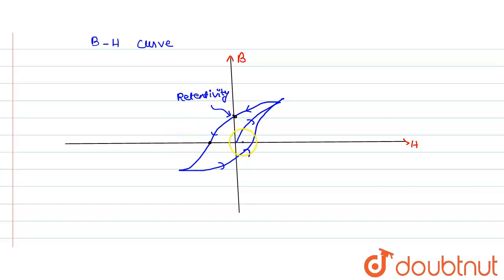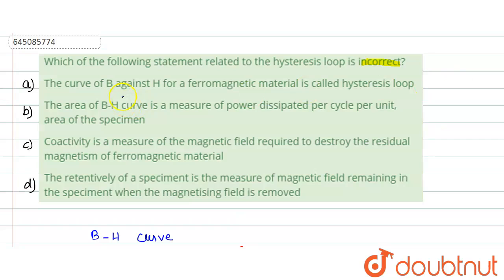And at this point, we have seen that the magnetic flux density becomes 0 on the application of a negative external field. So this would be our coercivity, which we denote by C. Now this is the area of the loop. The area of the loop represents the energy which is dissipated on applying the external magnetic field.